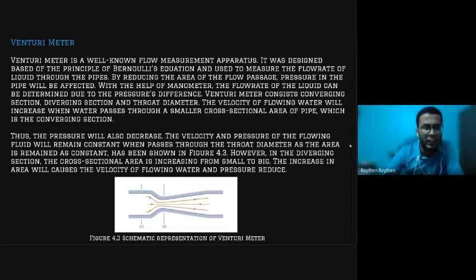Venturimeter consists of a converging section, diverging section, and throat diameter. The velocity of flowing water will increase when water passes through a smaller cross-sectional area of pipe, which is the converging section. Thus, the pressure will also decrease. The velocity and pressure of the flowing fluid will remain constant when passing through the throat diameter as the area remains constant, which is shown in figure 4.3, the schematic representation of venturimeter. However, in the diverging section, the cross-sectional area is increasing from small to big. The increase in area will cause the velocity of flowing water and pressure to reduce.